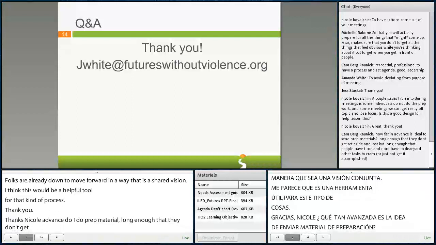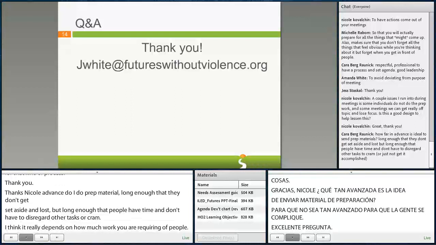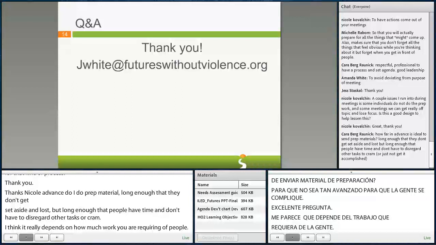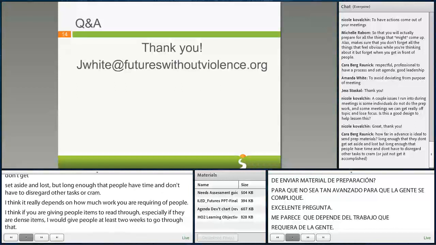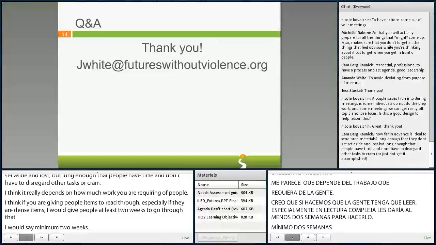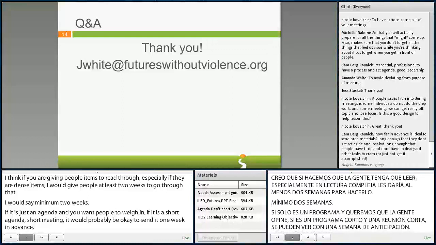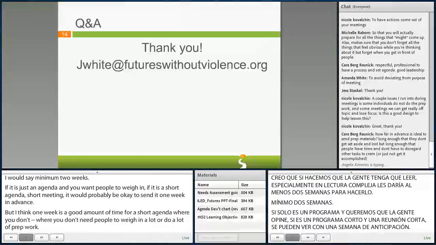I think that it really depends on how much work you are requiring of people. If you are giving people items to read through, and especially if they're dense items, I would give people a minimum of 2 weeks to go through that. If it's just an agenda and you want people to weigh in, if it's a short agenda, a short meeting, it would probably be okay to send it a week in advance. A week is a good amount of time for a short agenda where you're not needing people to weigh in a lot or do a lot of prep work. But if folks have to do prep work, you want to give them at least 2 weeks or more. It's not a hard and fast rule certainly, but I would err on the side of giving at least 2 weeks.